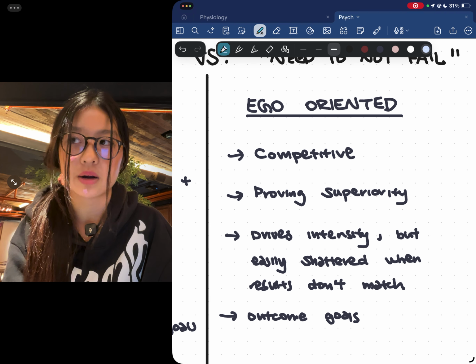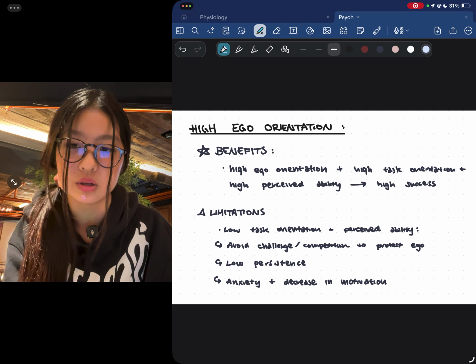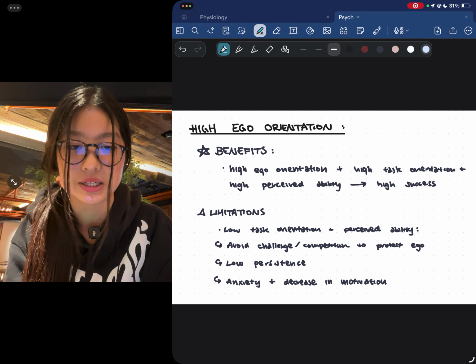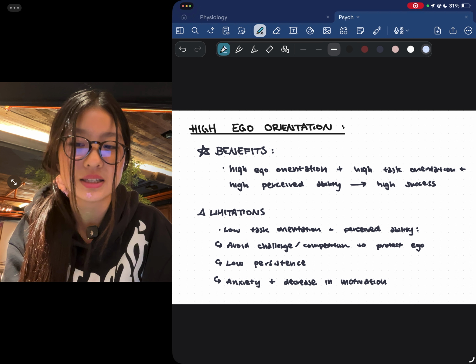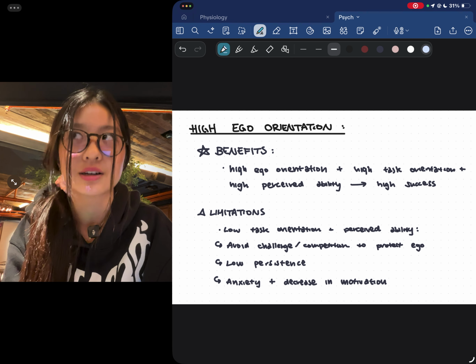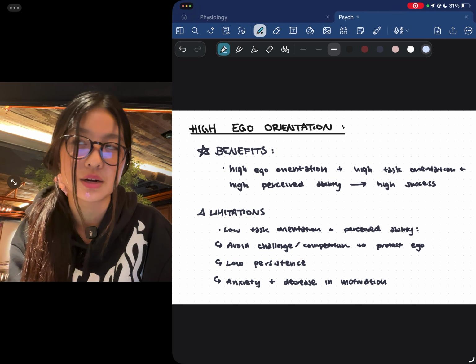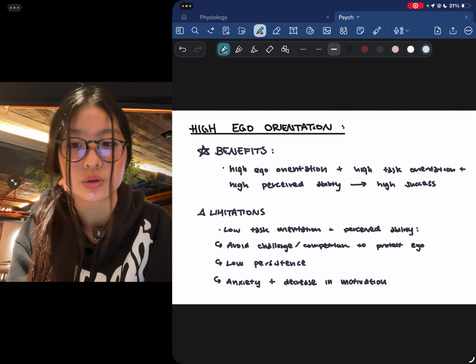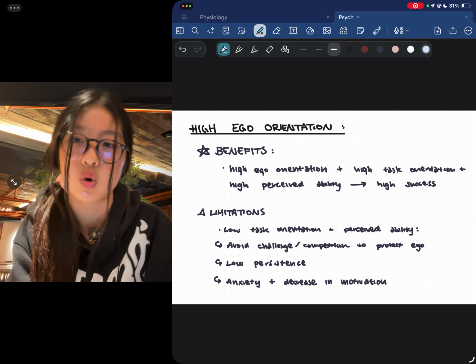So ego orientation isn't a bad thing. There definitely are benefits from it. For example, if you are an individual with high ego orientation and high task orientation and high perceived ability, this can lead to generally higher rates of success because one, you are already talented and you have this ability to commit, and two, you want to maintain and control that image of yourself that you are constantly in the lead and winning. So that's why they are more highly successful.